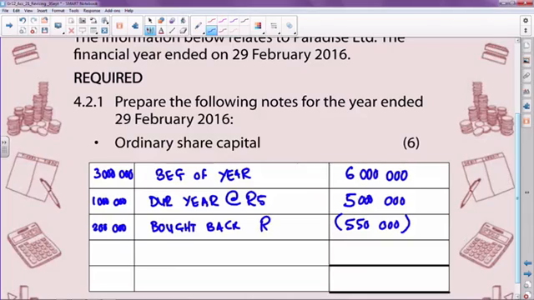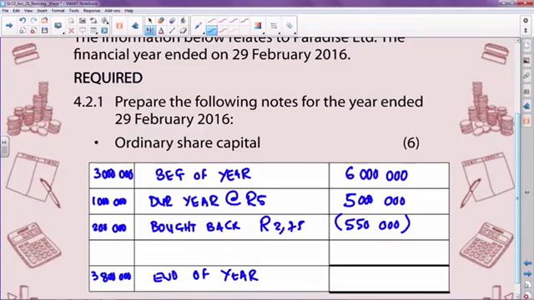So remember, we worked it out at 2 Rand and 75 cents as our average per share. So we bought back 200,000 shares at 2 Rand 75 to give me a value of 550,000. Got that? Okay. What are we now left with? Obviously, we're left with 3 million plus a million is 4 million minus the 200,000. We're left with 3,800,000 shares. Got that? At the end of the year.